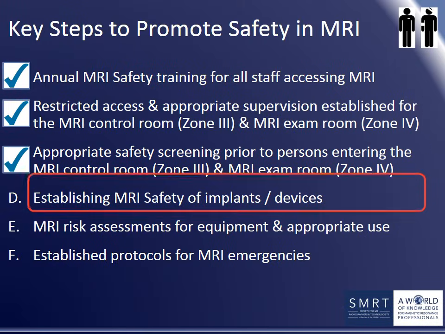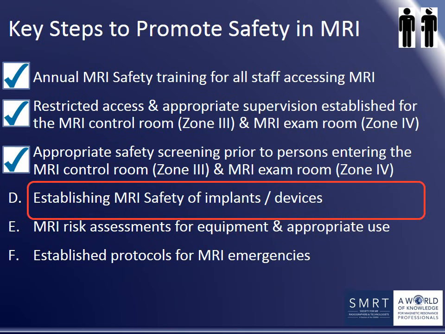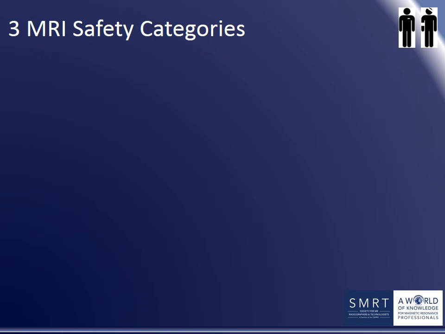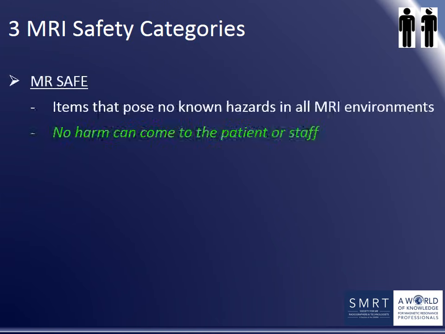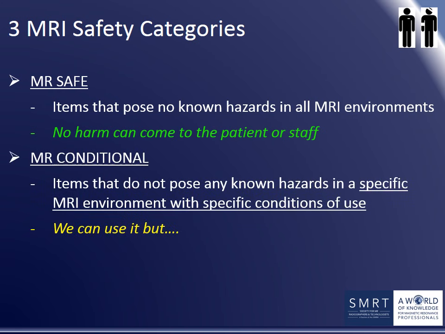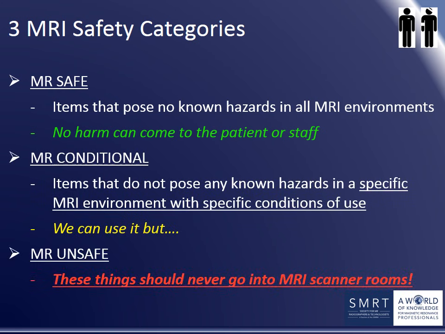The fourth key step in promoting safety in MRI is establishing MRI safety of implants and devices. There are 3 MRI safety categories in MRI safety labeling: MR Safe, MR Conditional, and MR Unsafe. MR Safe items pose no known hazards in all MRI environments, whereas MR Conditional items have specific conditions that must be met for safe use in MRI.